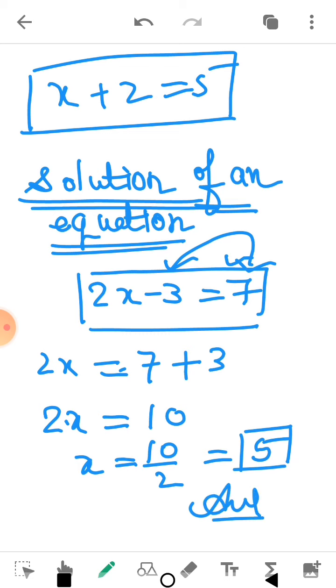Actually, if we transpose any number or variable, if the sign is minus, then at the right side it becomes positive plus. If the sign is plus, then going to the right side it becomes minus. And if the number is in multiplication form, then at the right side it becomes division. If there is a division, it becomes multiplication at the right side. Okay.